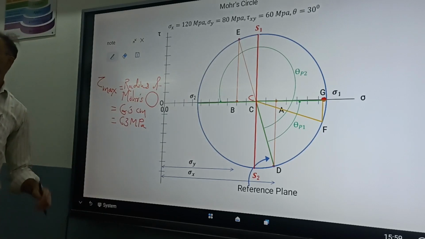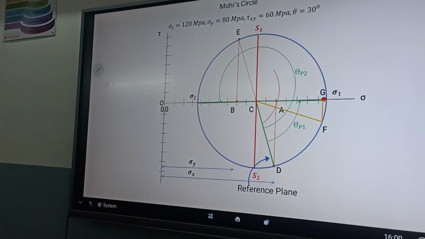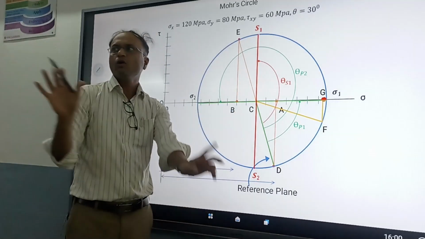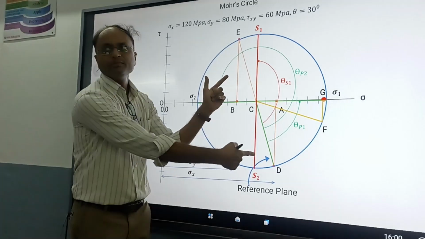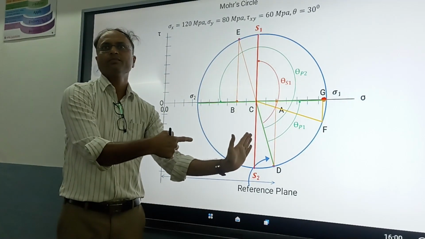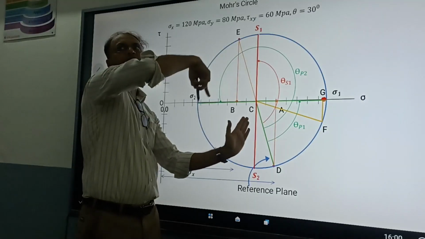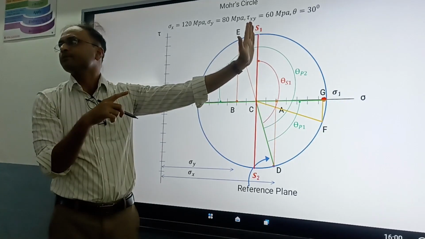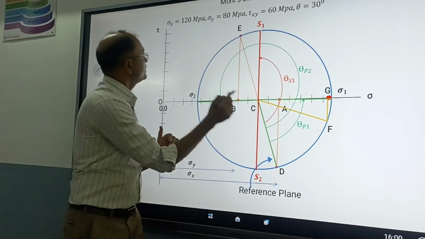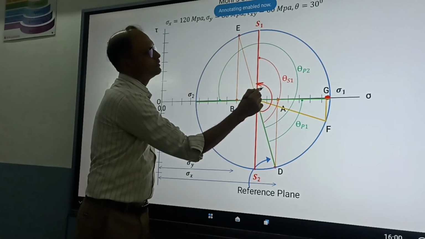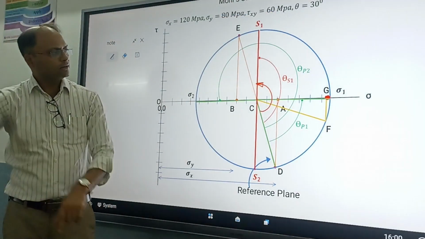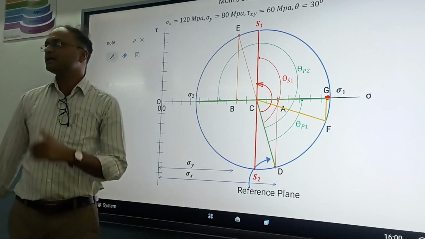Have you understood? Now then angles. Next we have to obtain the angle of the maximum shear plane. For that we have to measure this angle from the reference. Always we have to measure the angle from the reference plane. This is the reference plane, which we initially drew, from this point. From this plane to the maximum shear plane, which is vertically up. Now you have to measure the angle from this point to this, the angle which is less than 180 but more than 90. Check it.